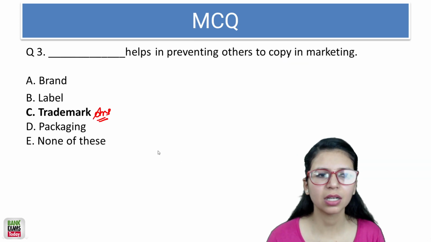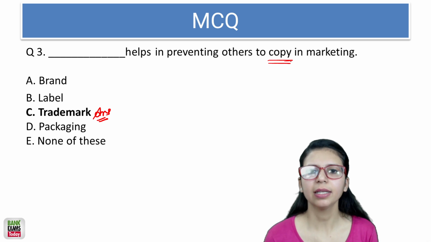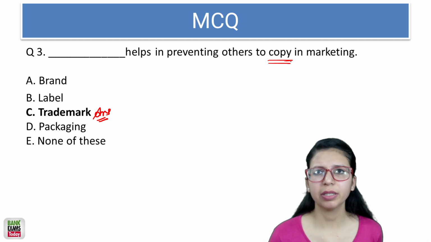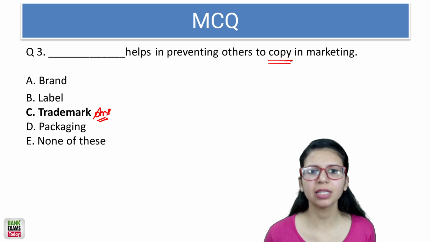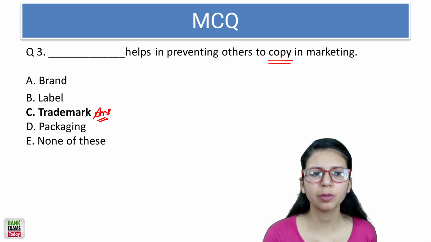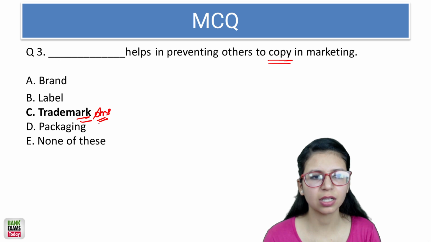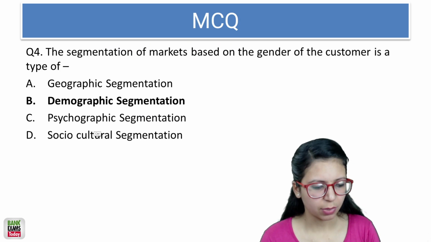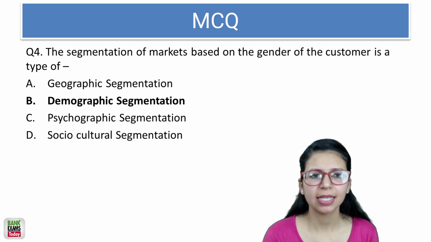Okay. So now the answer again: what helps in preventing others to copy in marketing is trademark. If a particular company has its own trademark and another company is copying the same thing, then that is what a trademark covers. They cannot copy. That is what prevents others from copying. So this is done by trademark. Okay, this is trademark.